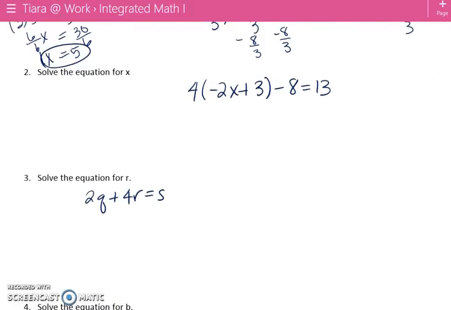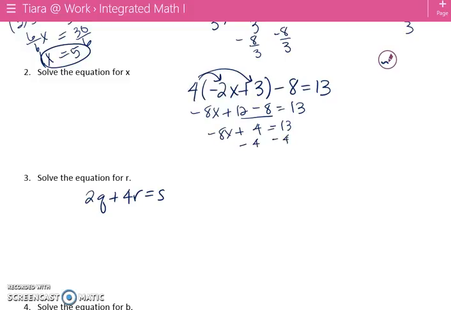Question number 2. Once again, I'll use the distributive property. So I get negative 8x plus 12 minus 8 equals 13. Combine like terms. Subtract 4 on both sides. Divide by negative 8. So x equals negative 9/8.